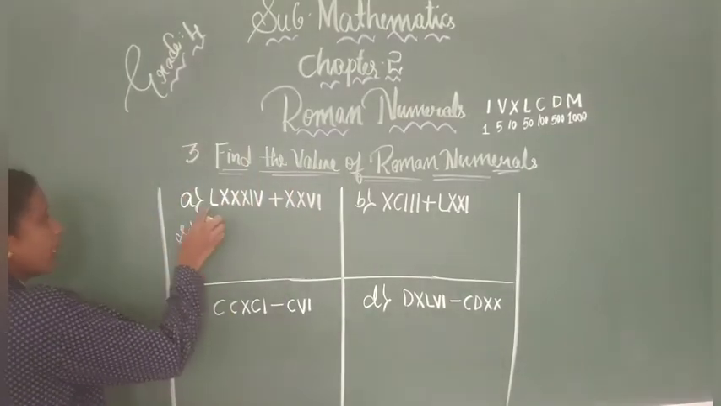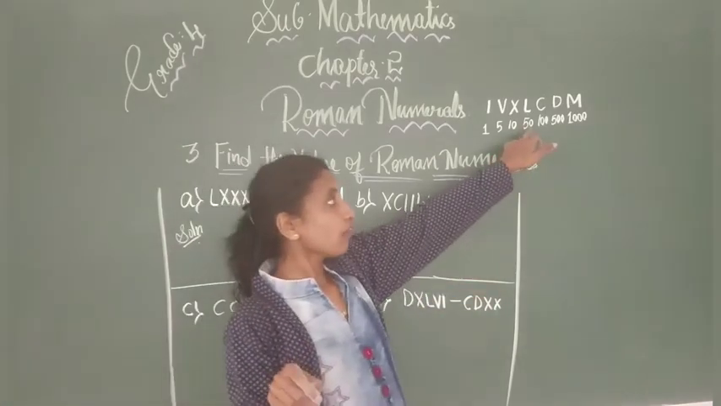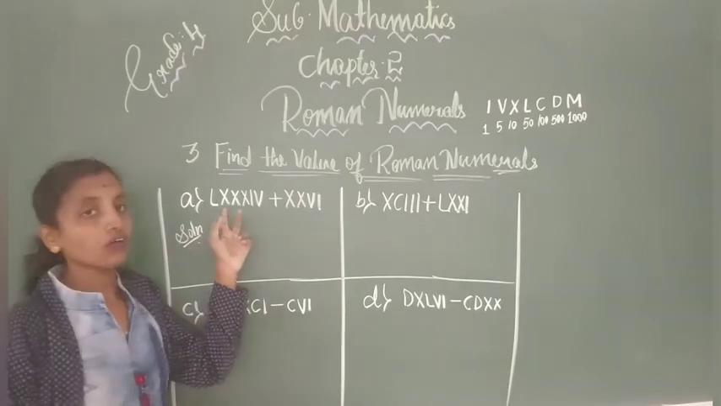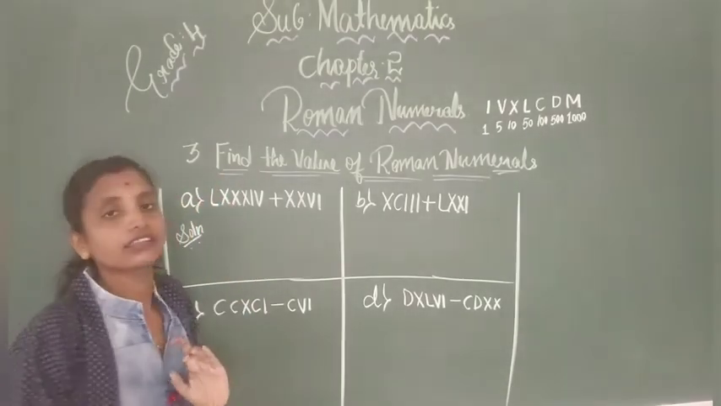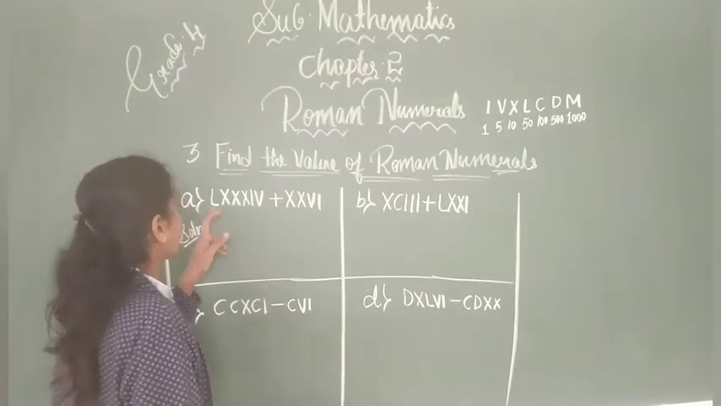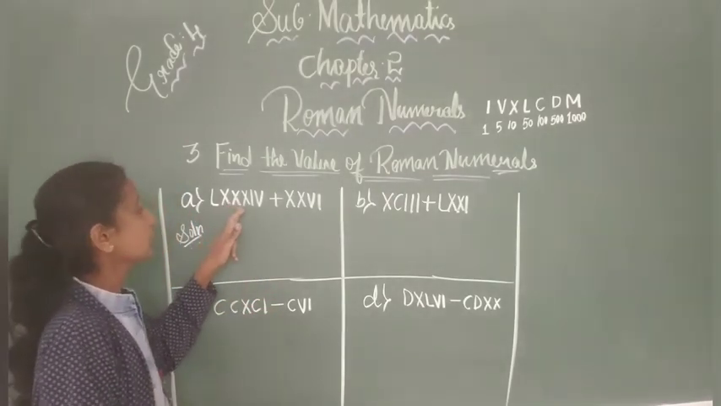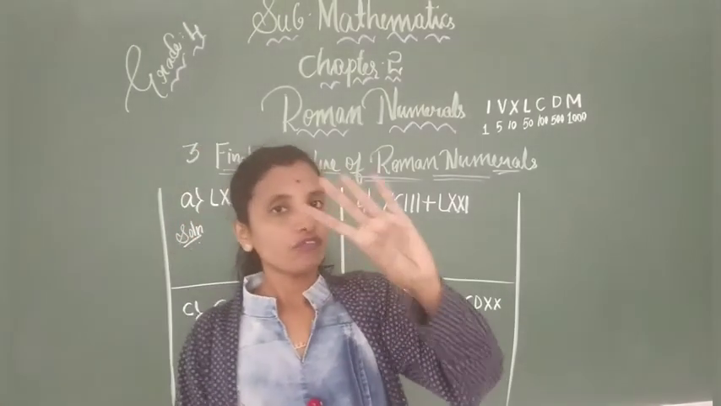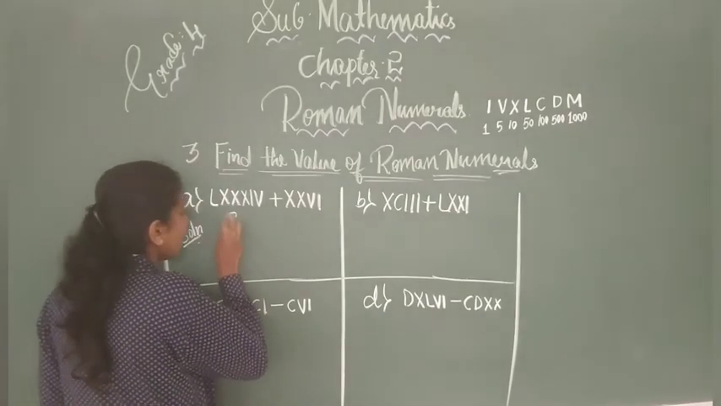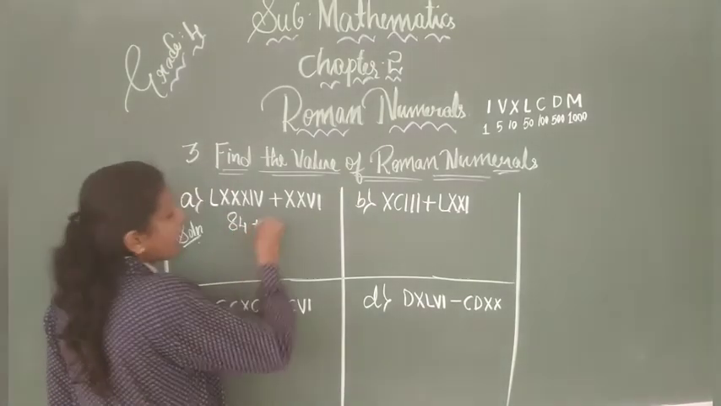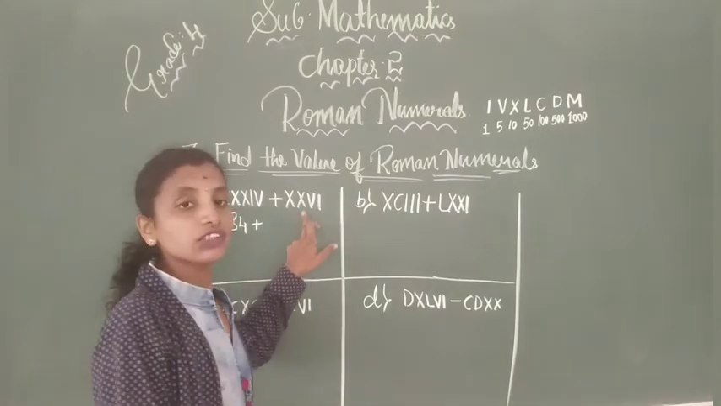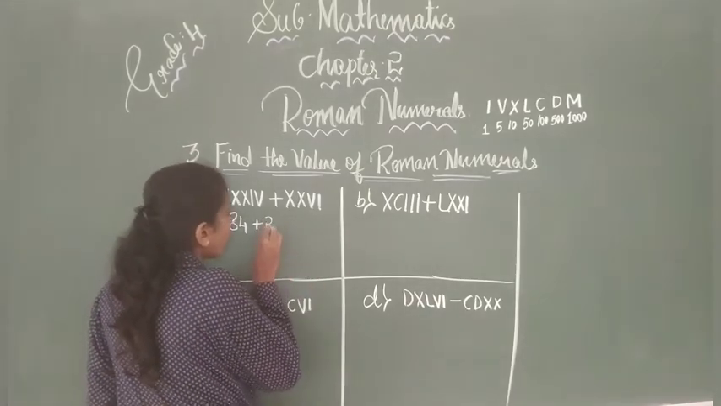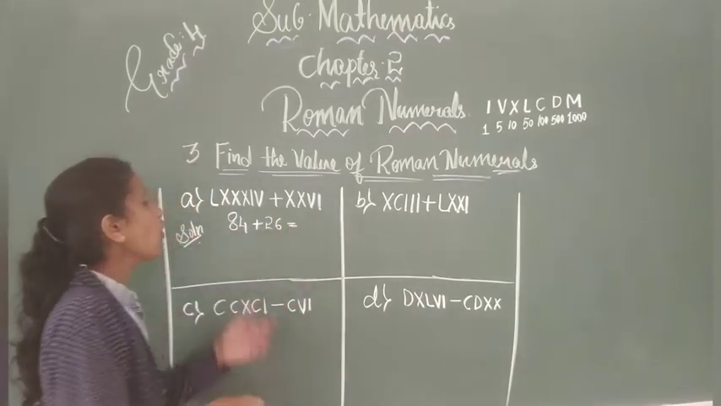Look, L is 50. X stands for 10, and it is on the right side, so you have to add it: 50, 60, 70, 80. The left side one is 4, so that makes 84. Plus XX is 20, VI is 6, so 26. So we have to make the addition.